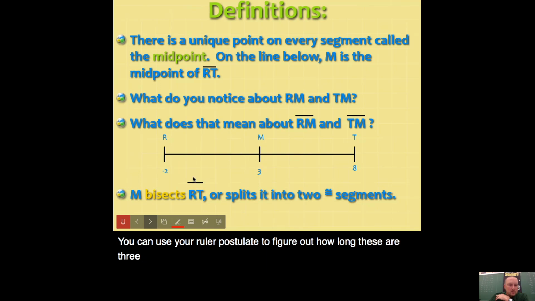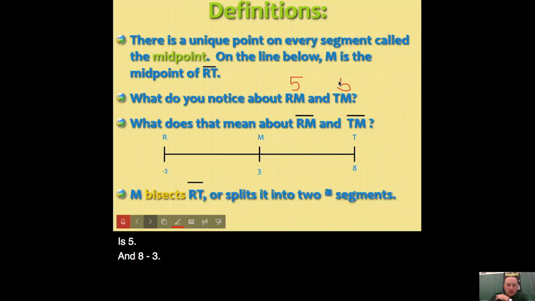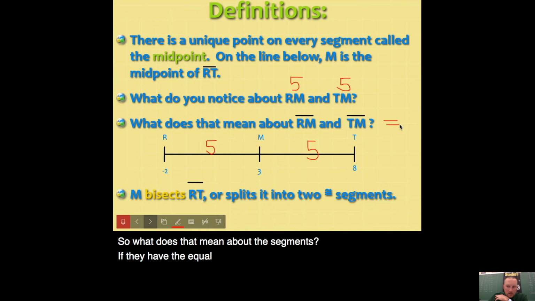3 minus -2 is 5, and 8 minus 3 is 5. So both of these lengths are 5. So what does that mean about the segments? Well, if they have equal lengths, then they're congruent segments. That's what a midpoint does. A midpoint is going to bisect or split a segment into two congruent segments.